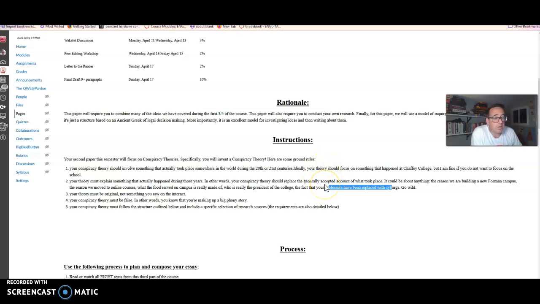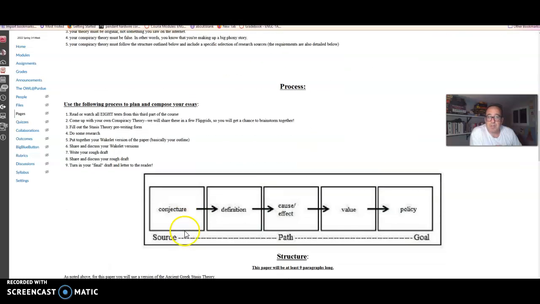So if you're thinking to yourself, I'm not a creative writer, just choose one of these. That's fine, right? Who the president of the college is. Let's say the president of the college is a lizard person. There you go. You don't have to think too hard about the creativity part if you don't want to. Your conspiracy theory has to be false, right? So remember, you're making up a phony story, and you have to follow the structure I have below.